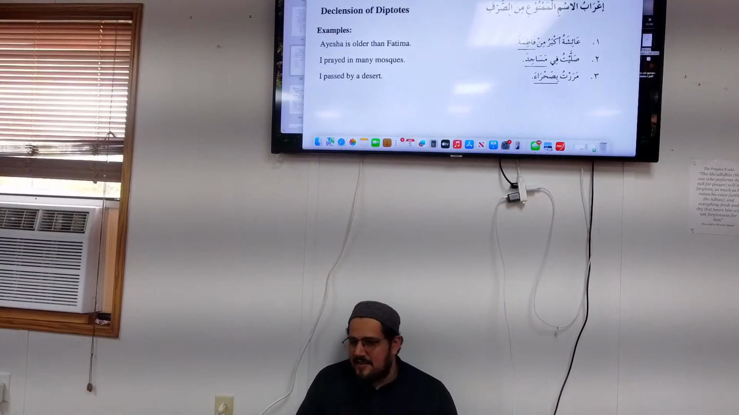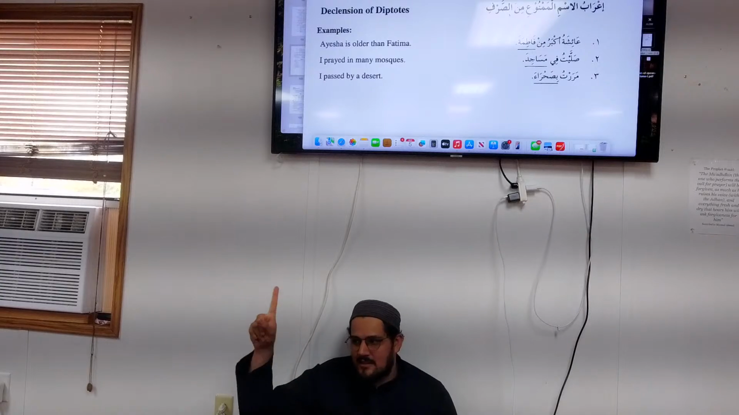Now, in the example of Aisha tu akbaru min Fatimata, Fatimata is in the jar state, but it shows fatha. Why does this word end in fatha in spite of the fact that it's in the jar state? Because this is a word that's not allowed to have tanween and not allowed to take kasra. You just have to know that. We'll learn about this, inshallah. But right now, you already have learned that female names are all diptotes, and that non-Arab names are also diptotes. That's what you've learned so far. You haven't learned anything more.